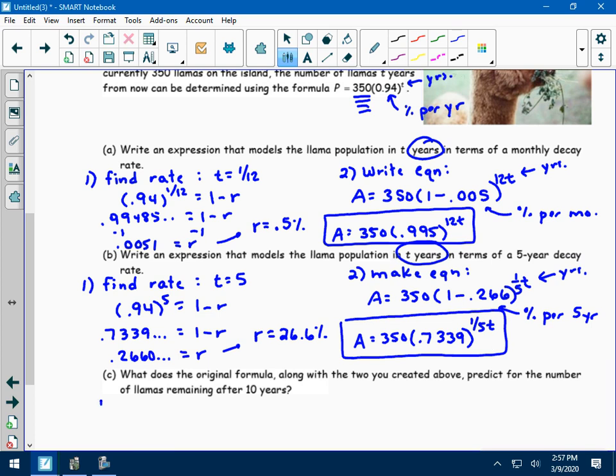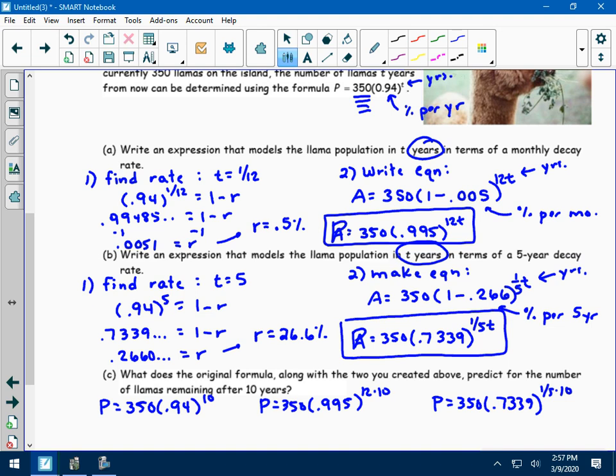So I just noticed that it started with a P, so I guess these all should have been P's. First one would be P equals 350 times 0.94 to the 10th. The middle one will be P equals 350 times 0.995 raised to the 12 times 10. The last one should be P equals 350 times 0.7339 to the 1/5 times 10 power.